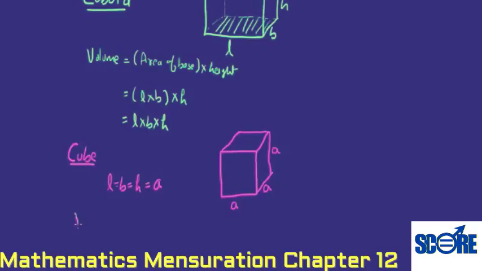So the volume is defined as we apply the same formula as for the cuboid, that is L into B into H. Now in place of L I put a, in place of B I again put a, and in place of H I put a again. So the volume of the cube is a into a into a, that is a cube. This is the formula for the volume of a cube and a cuboid. Now we start with the problems.